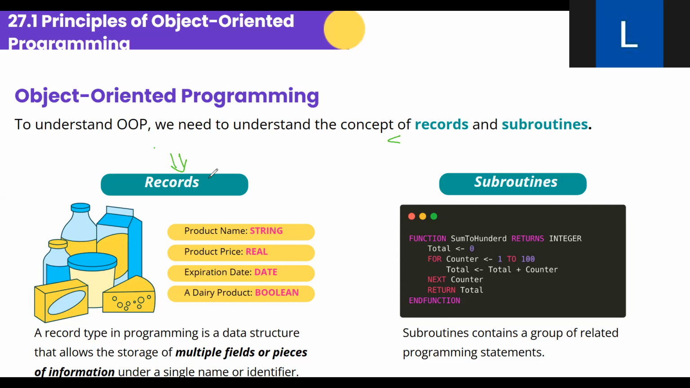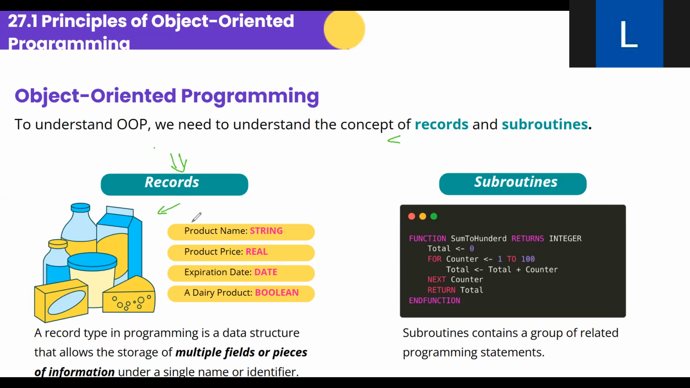A record is a type of data structure that allows you to store multiple different kinds of data. That's what I wanted to say. Okay, that's good.